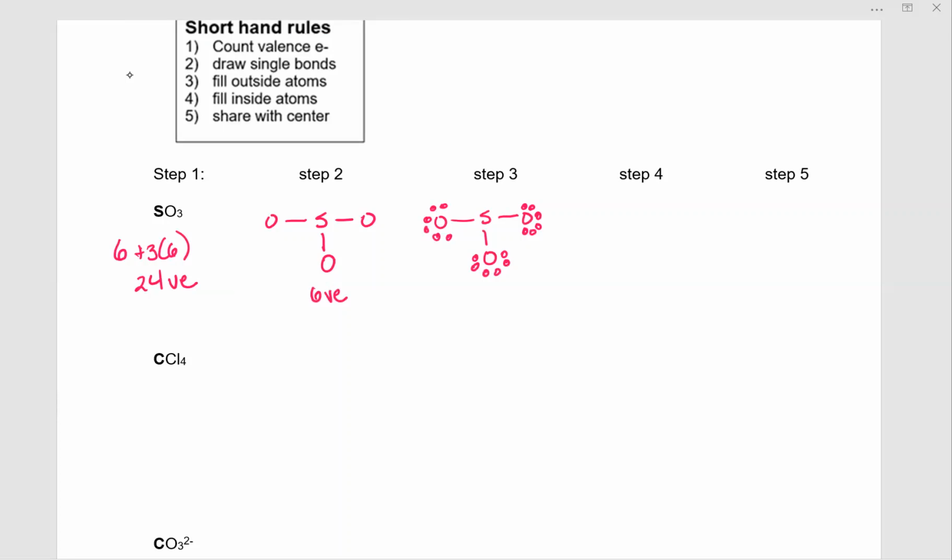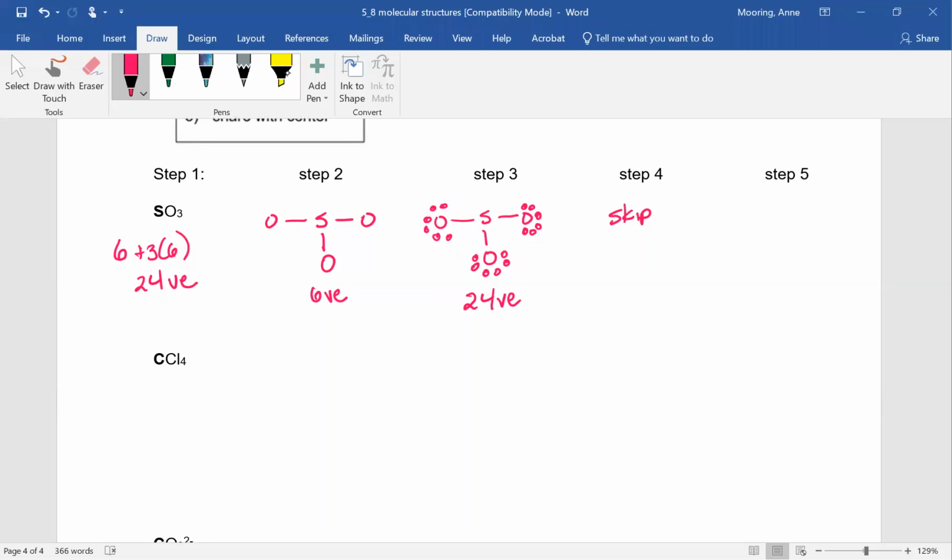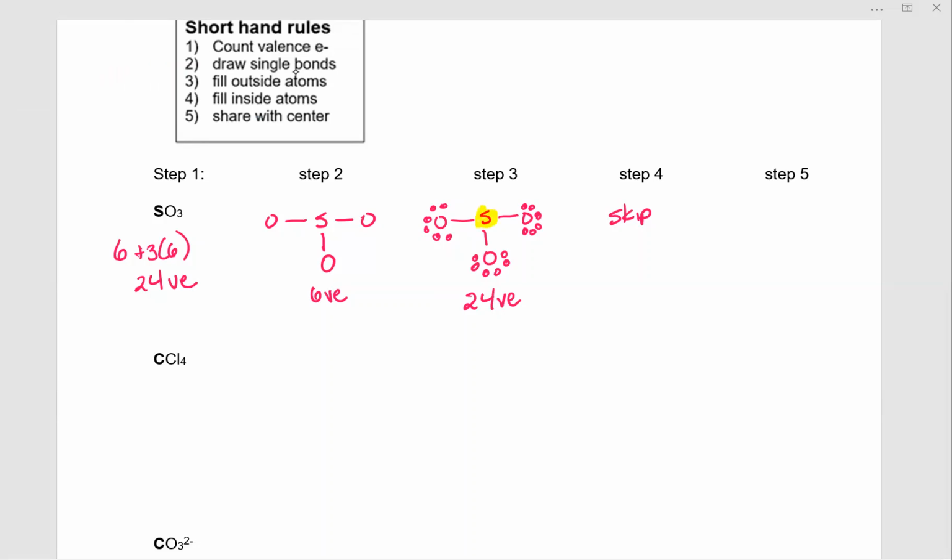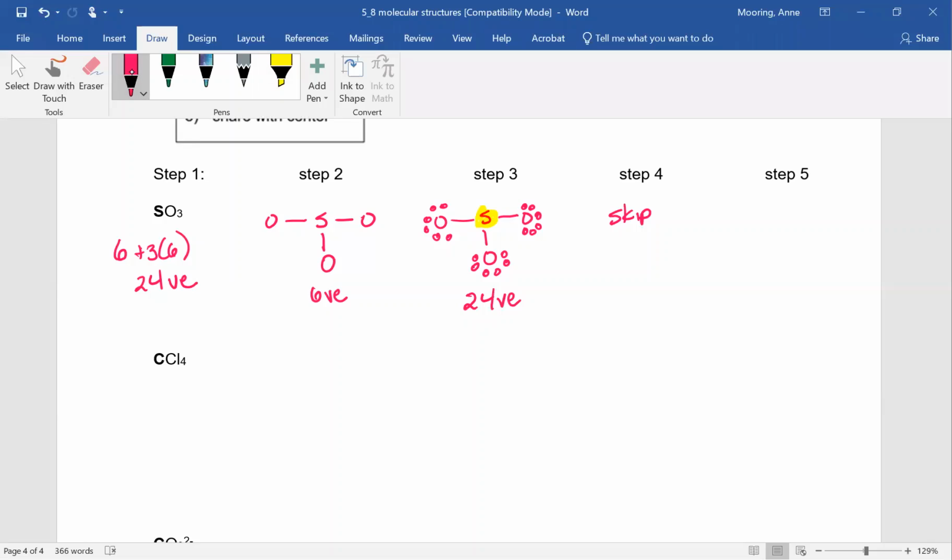All right, I count out how many electrons I've spent. There's 6 on each oxygen from the lone pairs, and then another 6 connecting to the sulfur. So I have spent 24 valence electrons. My budget is spent. So that means I have to skip step 4. Now, let me see how that sulfur is doing. So I look at sulfur and I go, oh, sulfur only has 6 valence electrons. So you know what? I'm going to have to share to that sulfur.